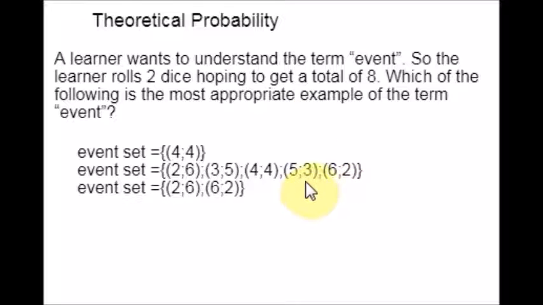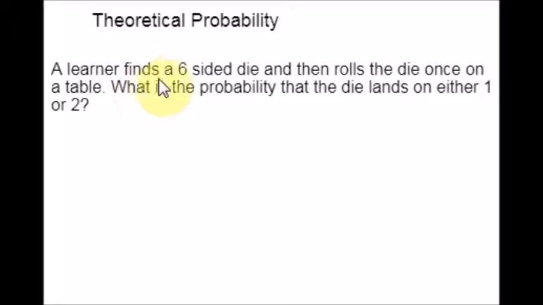Now let me take a few examples and explain to you how to apply the formula and get the solution. Here is an example. A learner finds a 6-sided die and then rolls the die once on a table. What is the probability that the die lands on either 1 or 2?